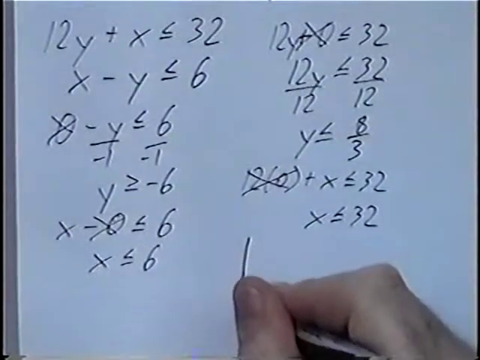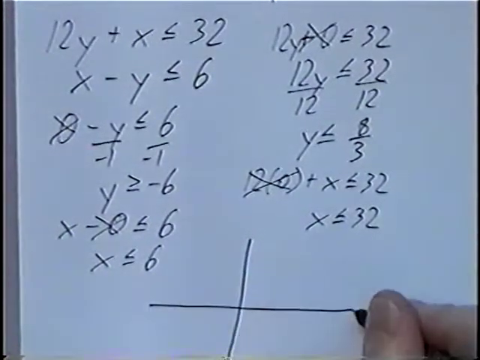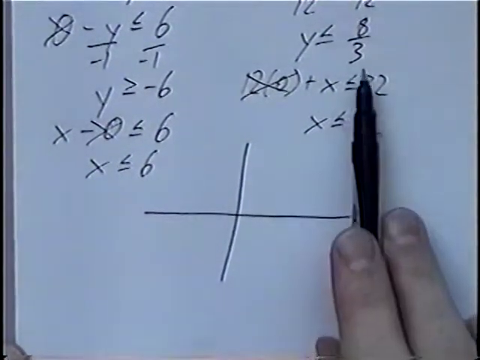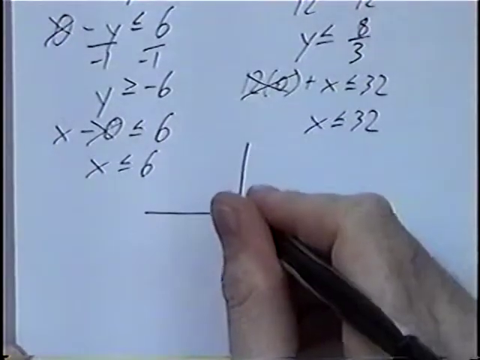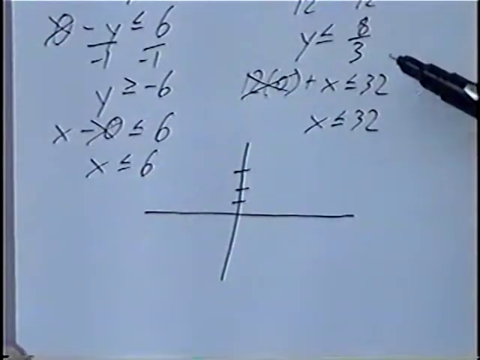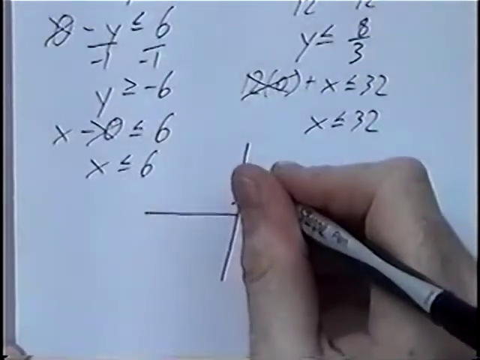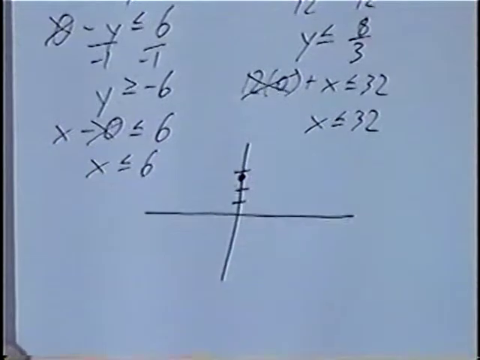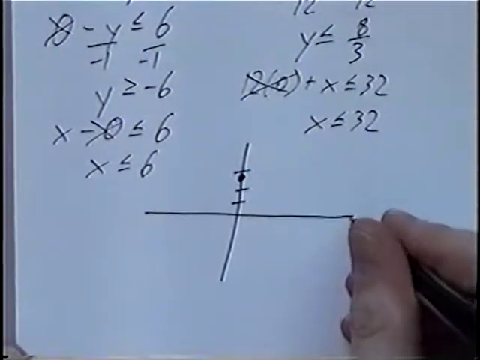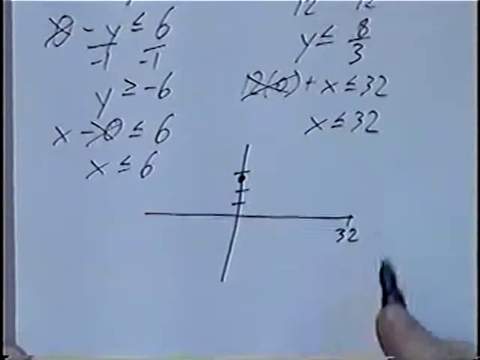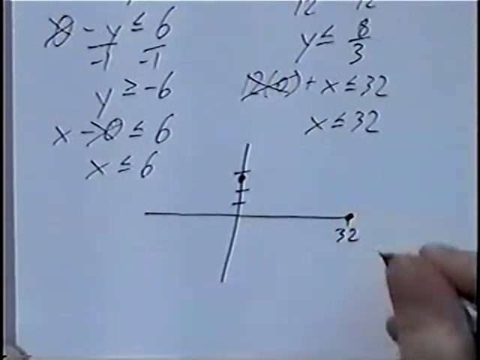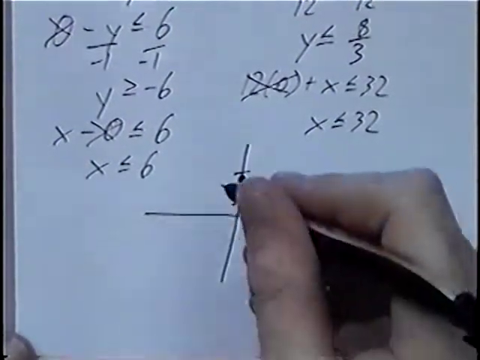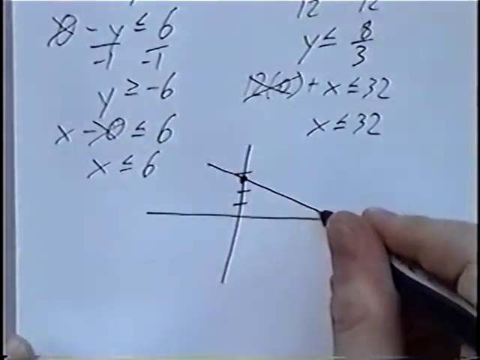Graphing this equation. The first inequality, the y-intercept was 8 over 3. 8 over 3 is the same as 2 and 2/3, so a little bit less than 3. And x is less than or equal to 32. We go out to x is 32, the intercept would be at 32. This inequality was originally less than or equal to, so it will be a solid line.